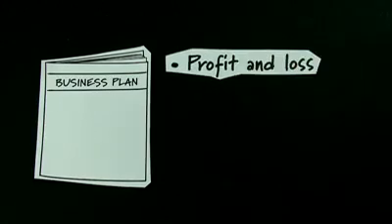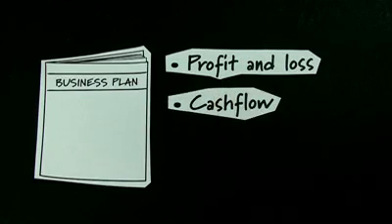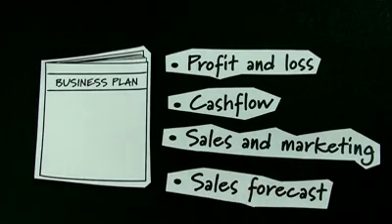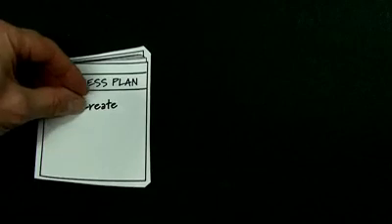So how do you know that your business model is viable, that it's actually going to work? That's where your business plan comes in. It provides the facts and figures that enable you to check that you're reaching your overall objectives. Your business plan should include a profit and loss forecast, a cash flow forecast, a sales and marketing plan for the first year, which will help you to deliver your sales forecast. You create your business plan before you start trading.